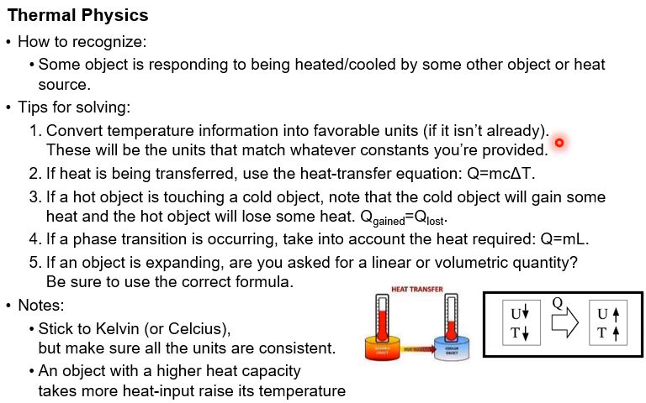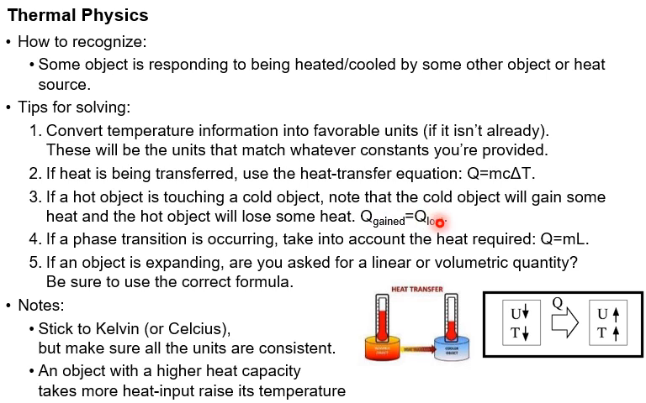If heat's being transferred, you have this heat transfer equation. So the heat change for a given object, the heat flow, is equal to the mass of an object times the specific heat, or the heat capacity, times the change in temperature. If you have a hot object touching a cold object, keep in mind that the hot object is going to lose some heat, and the amount of heat it loses is going to be equal to the amount of heat that the cold object gains, as long as we're talking about a thermally isolated system.